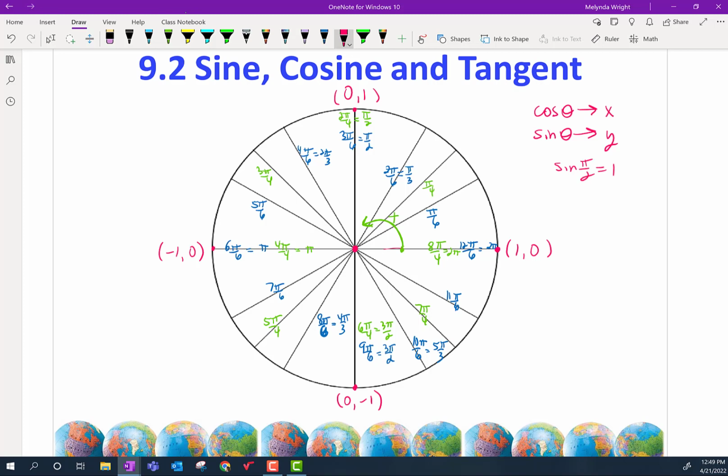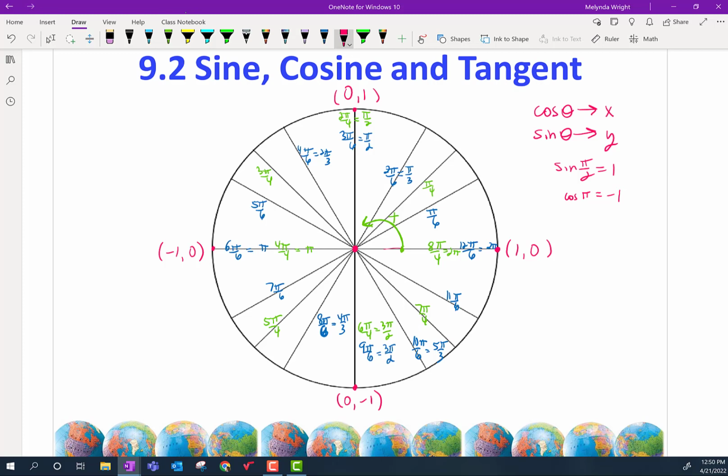Okay, that's just kind of getting us used to how we relate sine and cosine to these coordinate points. If I asked you, what is cosine of pi? Okay, cosine of pi, so we find pi. Cosine is the x coordinate, so cosine of pi would be negative 1. And so forth around the circle.